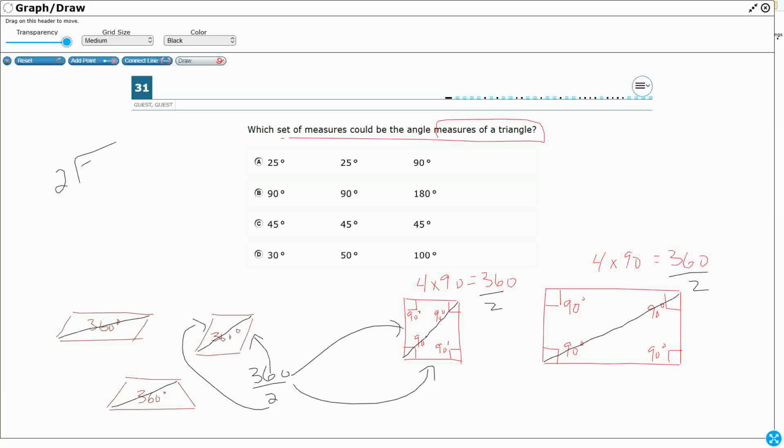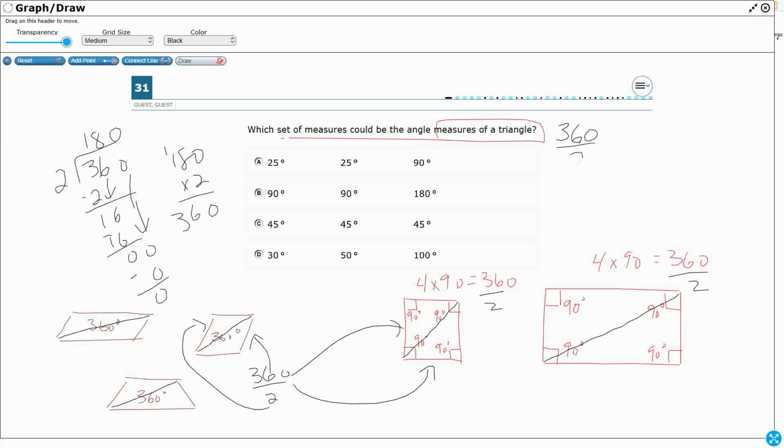So let's take our 360 and cut it in half, do a little division, and what you're going to see is not 18, we've got to bring that 0 down to get one more, 180. 180 times 2 equals 360. So how many degrees are in a triangle? Any triangle. It's not 360, it's 360 divided by 2 because each quadrilateral can be turned into two different triangles.